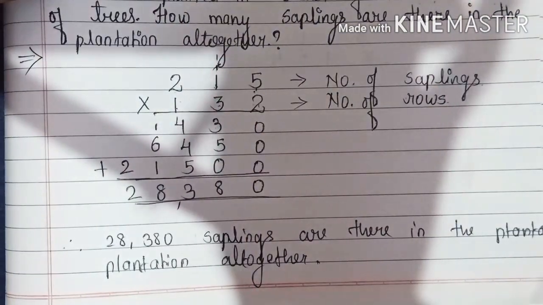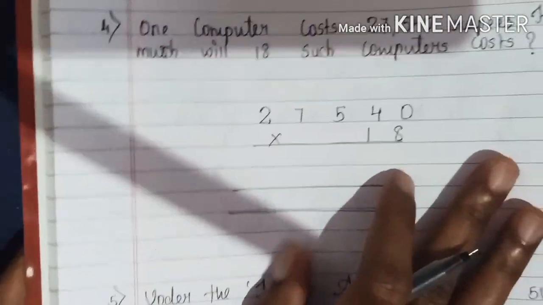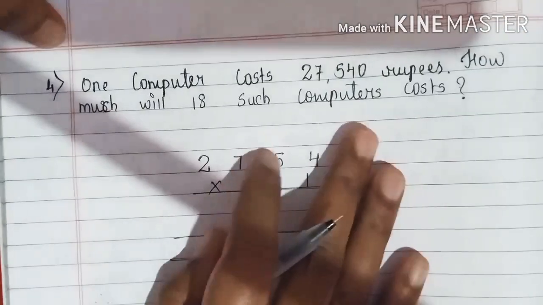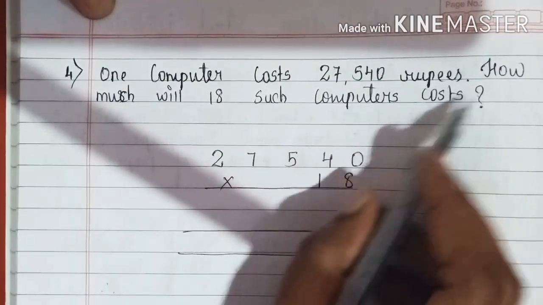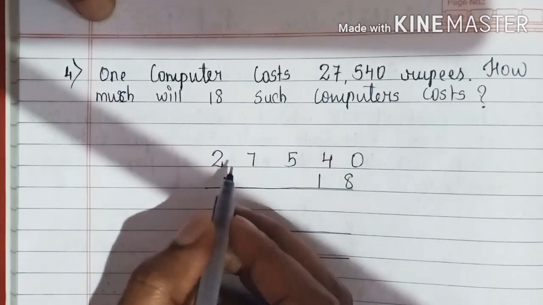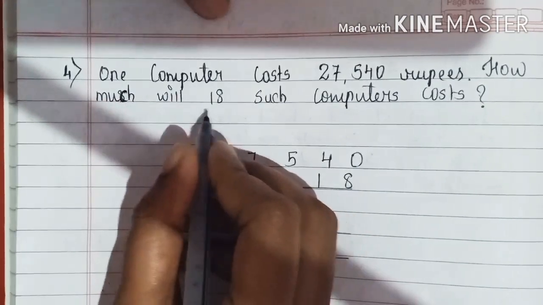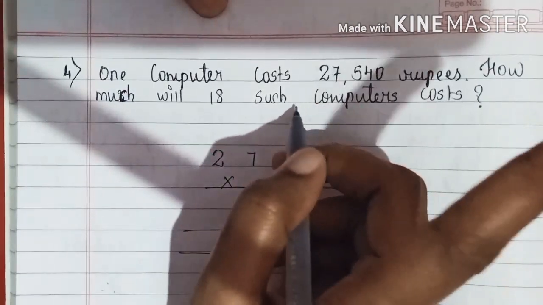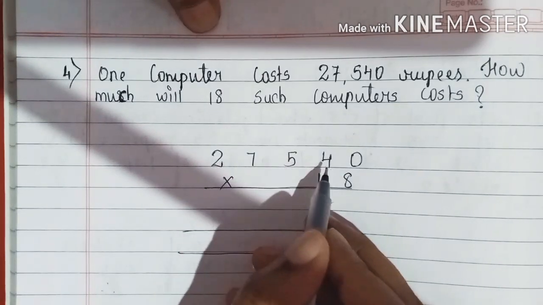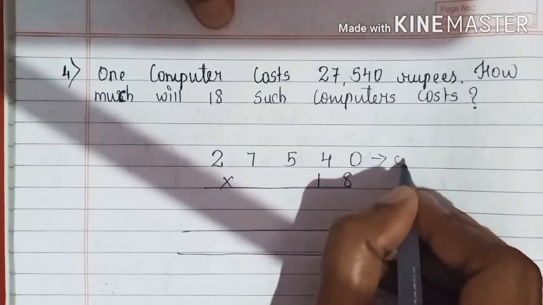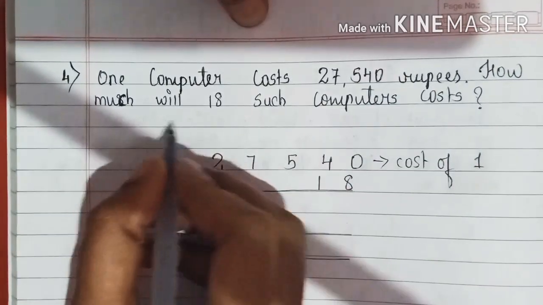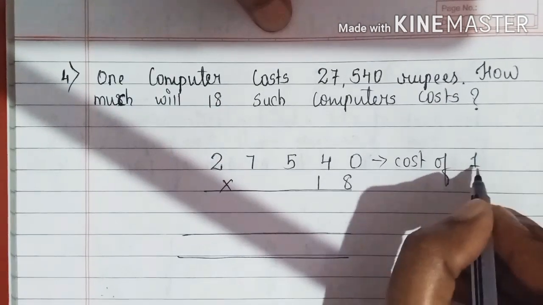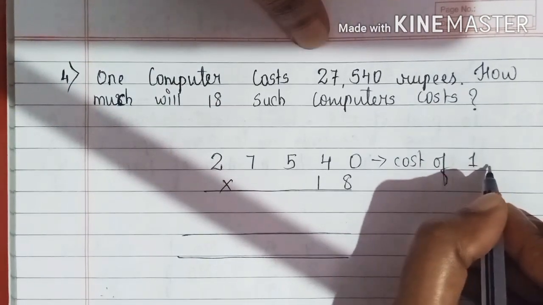So next we will see question number 4. In the fourth question we have, one computer costs 27,540 rupees. How much will 18 such computers cost? Now we need to find out the cost of 18 computers. The cost of one computer is given. This 27,540 is the cost of one computer. Each means 1. So here it is already given that the cost of one computer is 27,540.